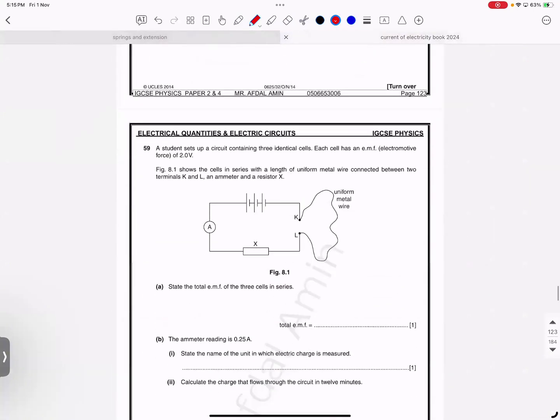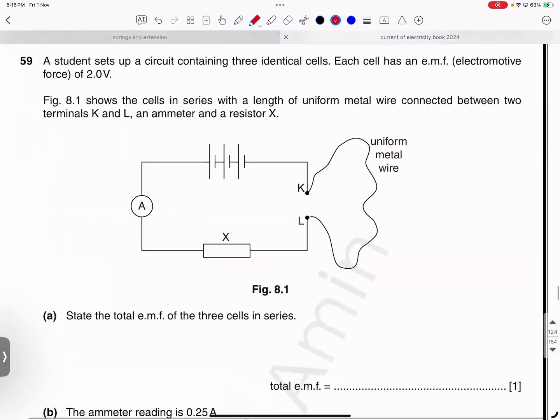Next question. A very interesting, easy, and conceptual question. A student sets up a circuit containing 3 identical cells. Each cell has an EMF of 2 volts. How many cells? 3. Each cell, 2 volts. What does that mean? 2 volts, 2 volts, 2 volts. So what is the total EMF of the battery? 6 volts.